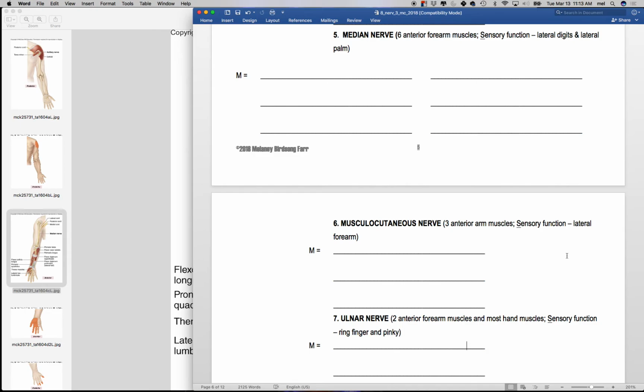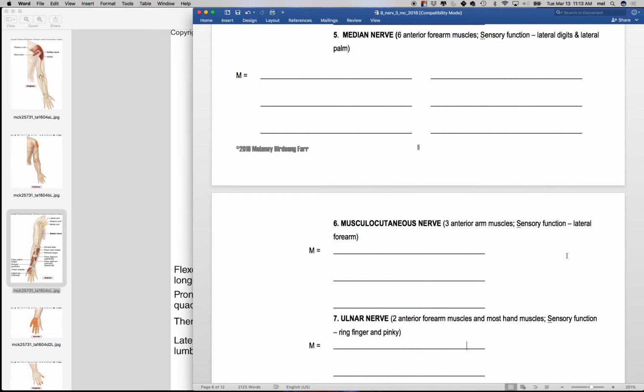The median nerve is going to go right down the middle and do 6 of your anterior forearm muscles. Anterior forearm muscles. So think, is the median nerve going to be likely to be responsible for elbow extension or elbow flexion or wrist flexion? Wrist flexion. So median nerve does this. Yes? Median nerve. What's the axillary nerve do? This. Yes? Axillary nerve does this. Median nerve does this. That makes sense?